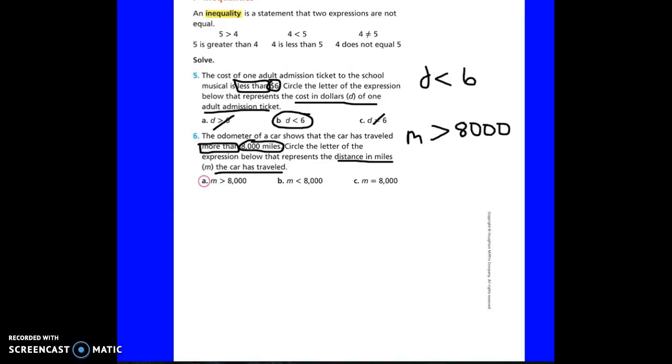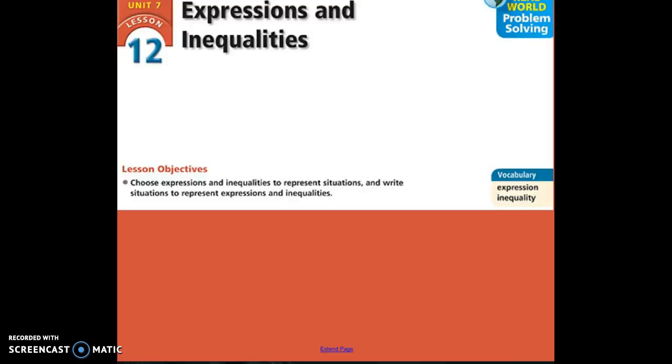Great work. So today we talked about expressions and inequalities and talked about how to write expressions out after we read a word problem or how to identify them, and then also how to use our knowledge of inequalities to read a word problem and then recognize an inequality. Great work.